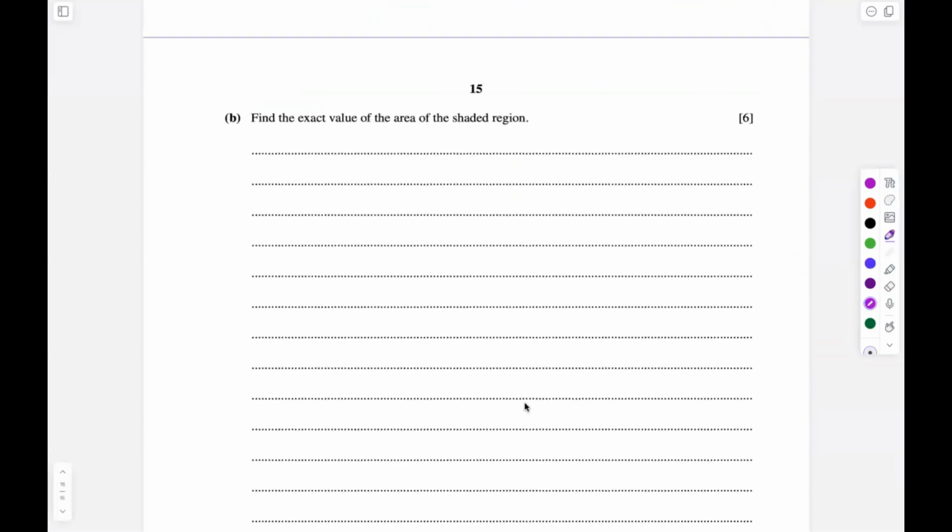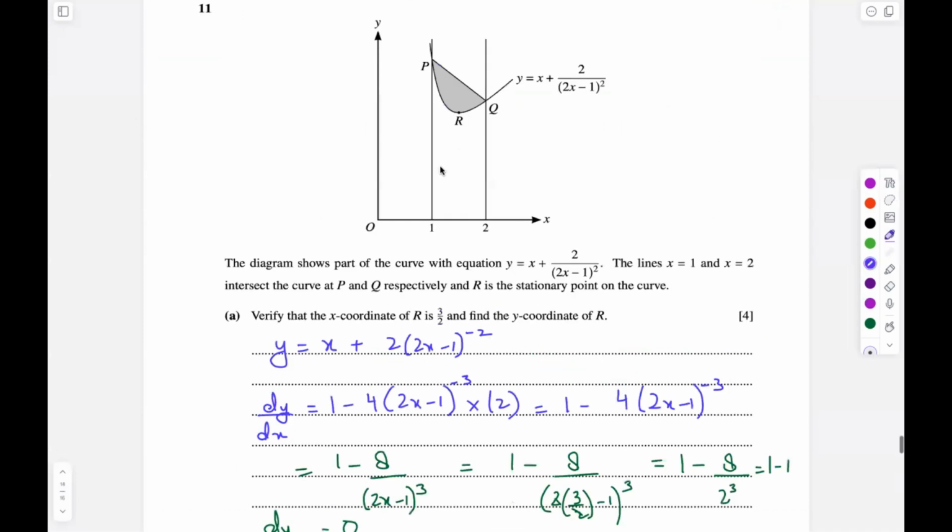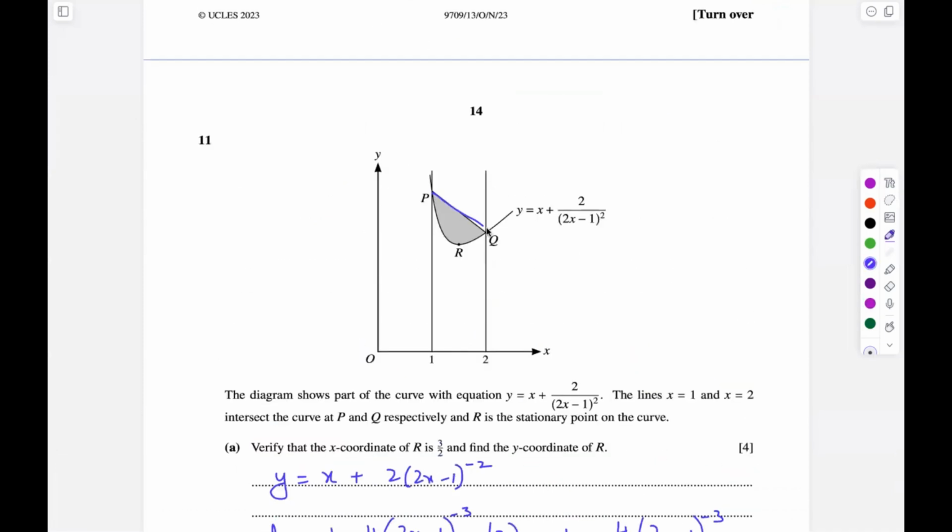In part B, we have to find the exact value of the area of the shaded region. Now, to find the area of the shaded region, we'll first have to find the area under the line, that is PQ. And then we'll subtract the area under the curve with the equation y equals x plus 2 upon (2x minus 1) whole squared. Now, to find the area under the line PQ, we can either find the equation of the line and then integrate it, or we can find the y coordinates of P and Q and then find the area of the trapezium.